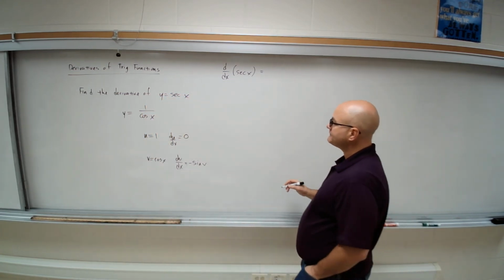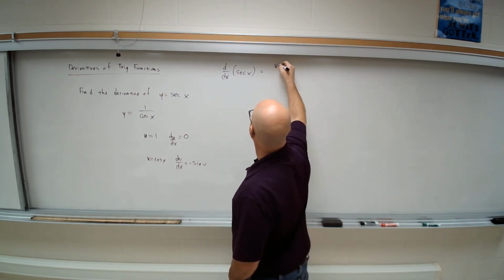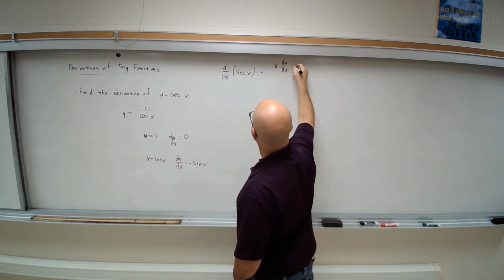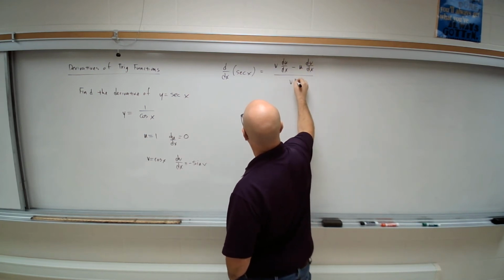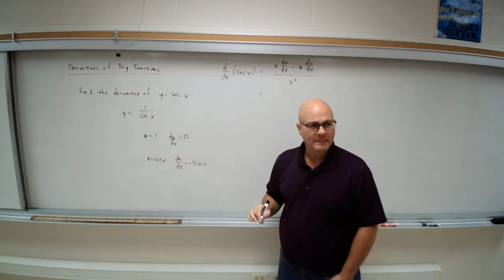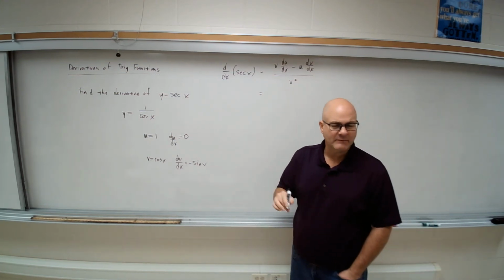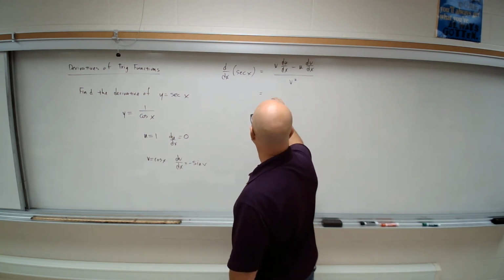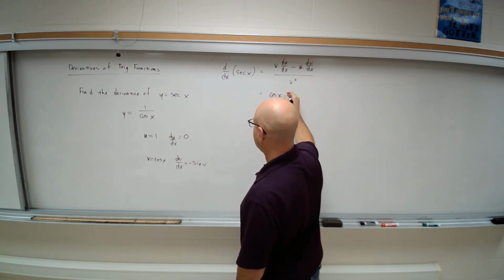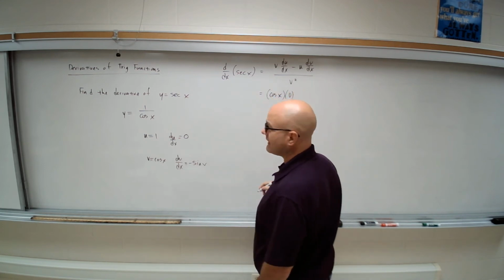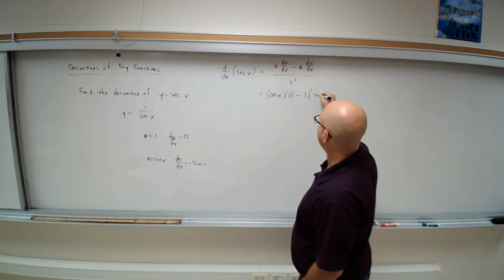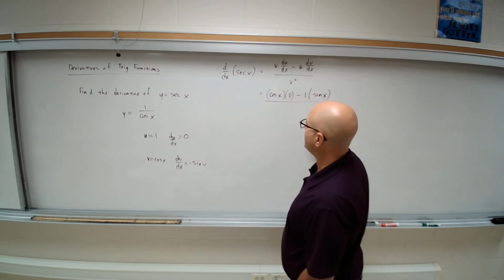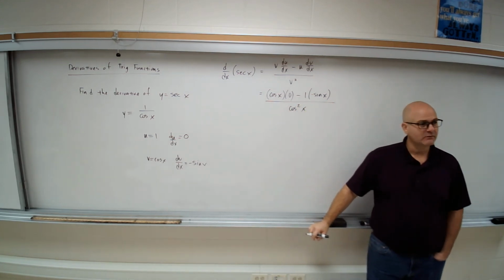And then from here, I'm just going to write my rule again. So v du over dx minus u dv over dx, over v squared. This one, the simplification is a little bit goofy, maybe unexpected, but works out pretty nicely. So here we get the cosine of x times 0, I like that, minus 1 times negative sine of x, over cosine squared of x. We all get there?